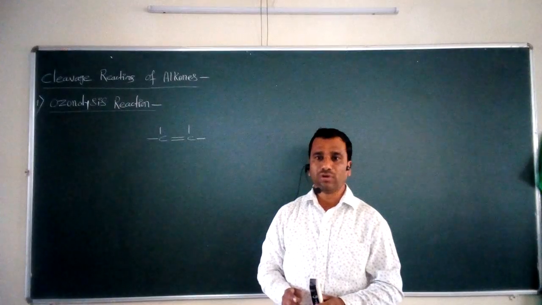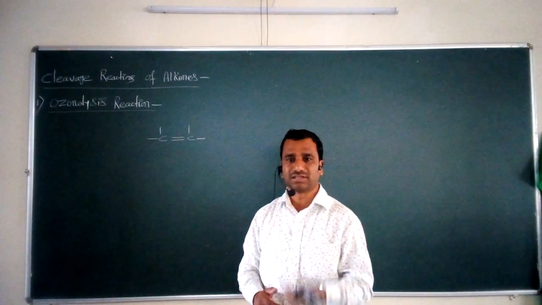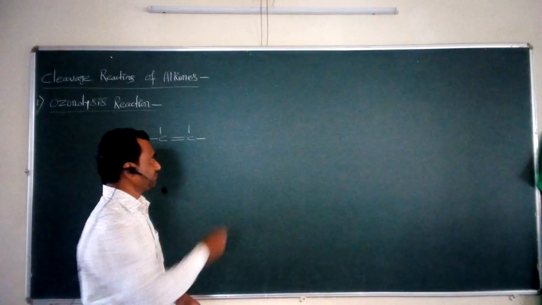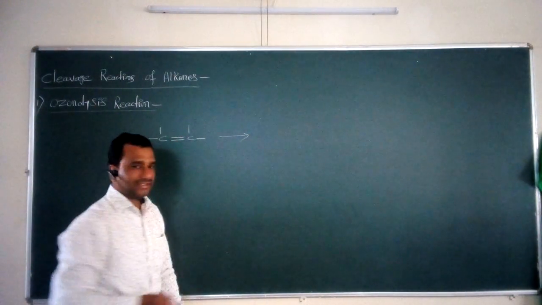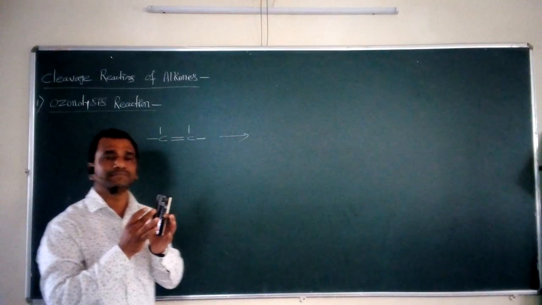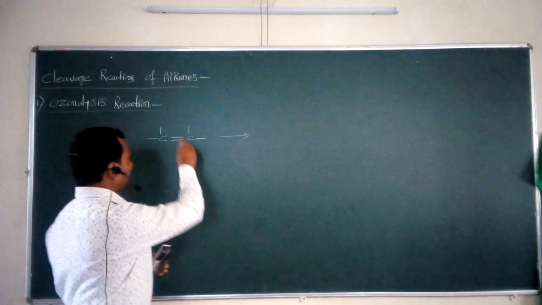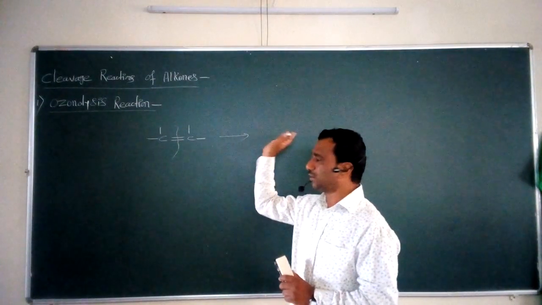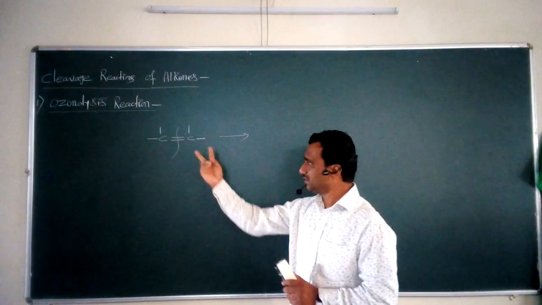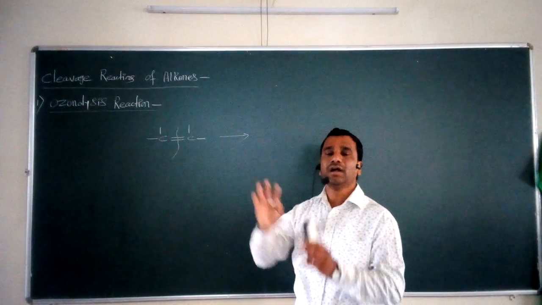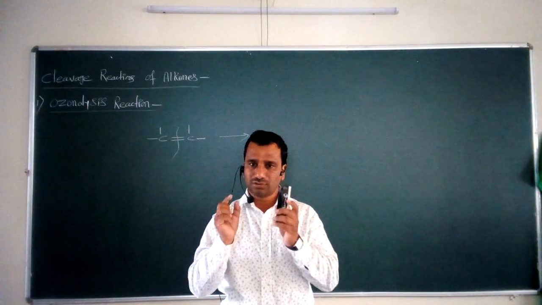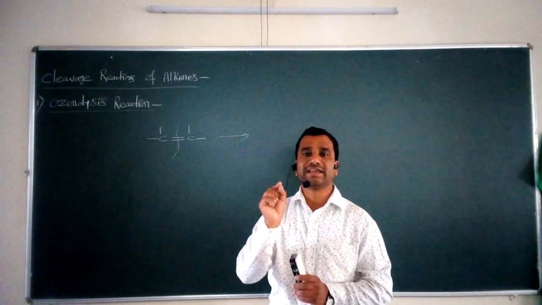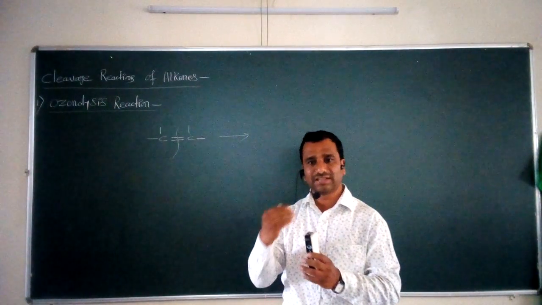But today we have to study the cleavage type of reactions. So what happens in the cleavage type of reactions? This is a C double bond C. Now this C double bond C undergoes a cleavage reaction or a degradation reaction, in which the C double bond C breaks or degrades to form two different types of molecules. This single alkene compound gets converted into two different molecules. So this type of reaction is called the cleavage reaction, or it may be called the degradation reaction.